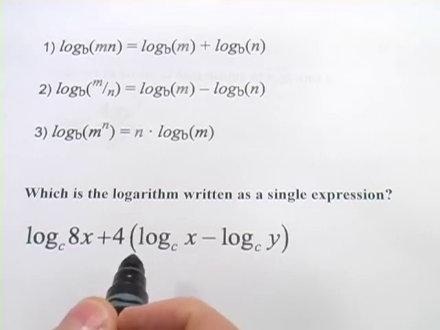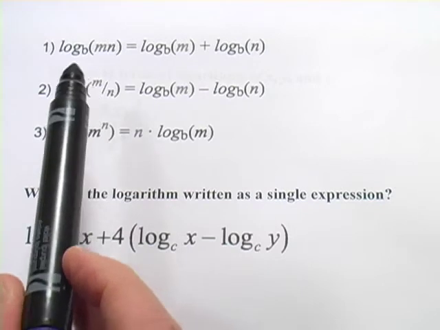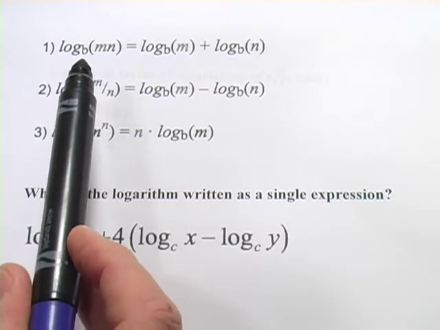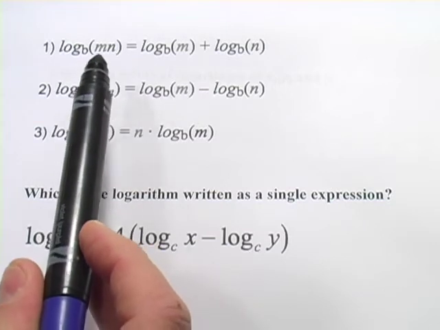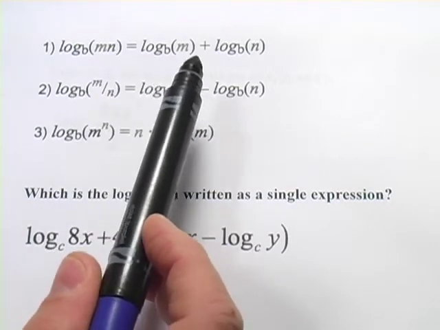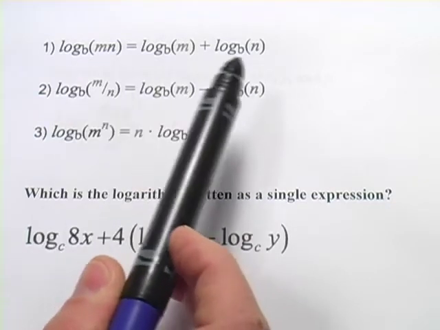In these problems, we're dealing with some of the properties of logarithms. The first one here shows that if you have the log of a particular base, in this case base b, of two things multiplied by each other, you can express that as log base b of m plus log base b of n. So it's the same thing.